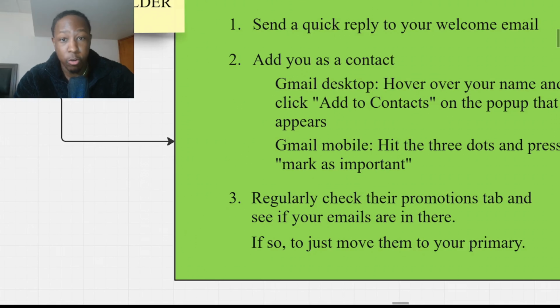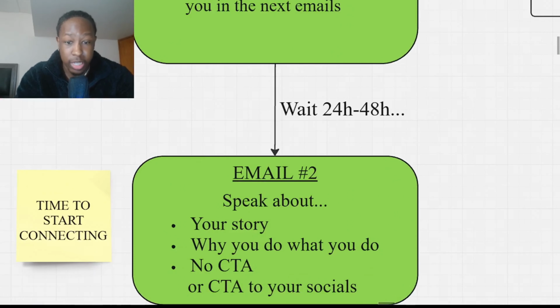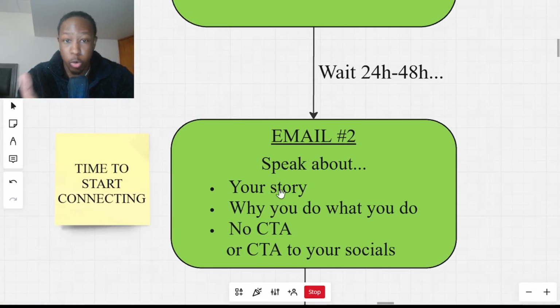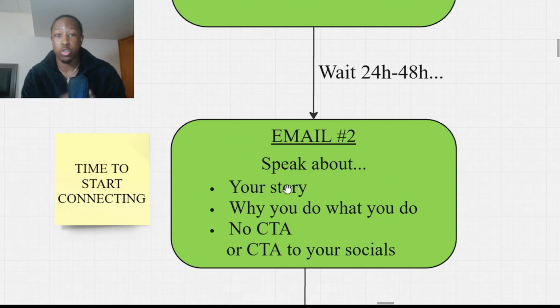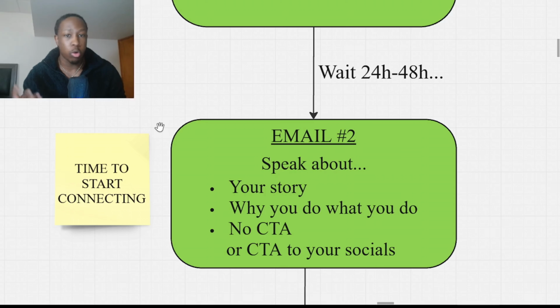But then 24 to 48 hours after the first email is done, you have to set it up in a way that the second email is automatically sent. The second email is going to be composed of you speaking about your story, why you do what you do, and you don't put a CTA, or you put a CTA to your socials. For example, you want them to follow you or subscribe to your YouTube account, well, you can go there. So it's just a time to start connecting with them. Okay, speak about yourself. It's very important. Now you start to speak about who you are. They need to know who you are first, right? Again, humans buy from humans.